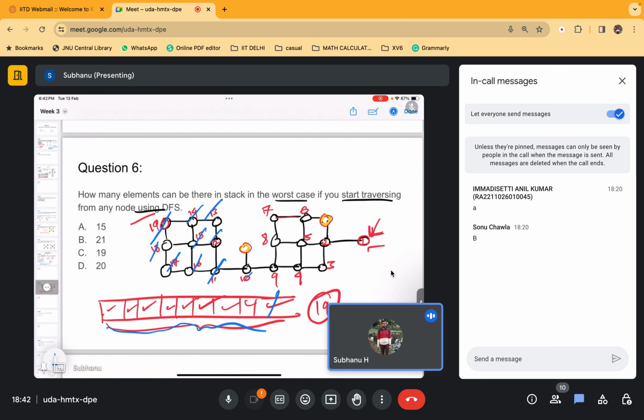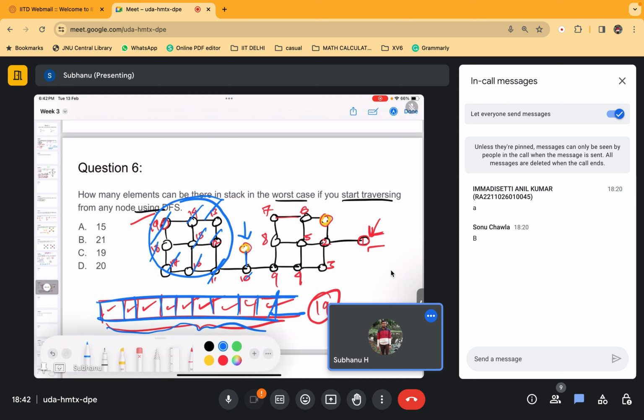Whenever you come to 10, you have to visit this one. This node will also be visited, but the space of these nodes will be empty, so for this node you don't have to allocate extra space. So if you have 19 elements here, you can accommodate 19 elements in the stack. That is enough for you, because when you come here, some elements will already have been deleted from your stack.